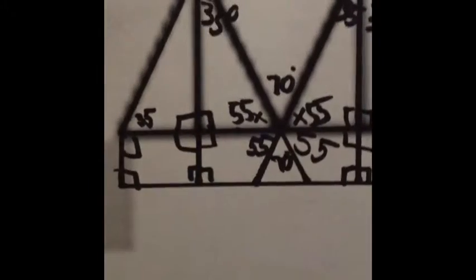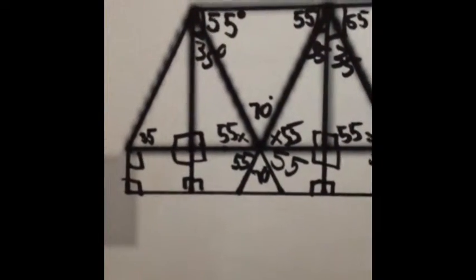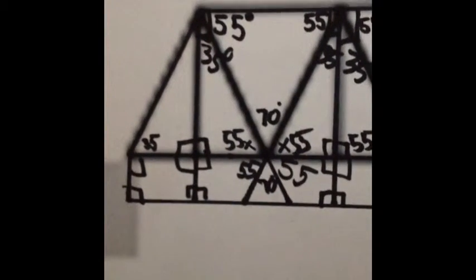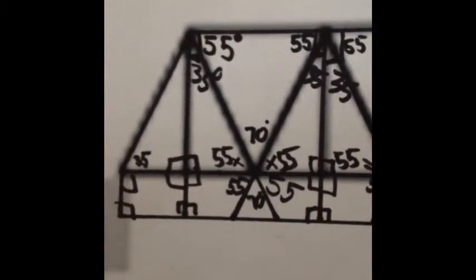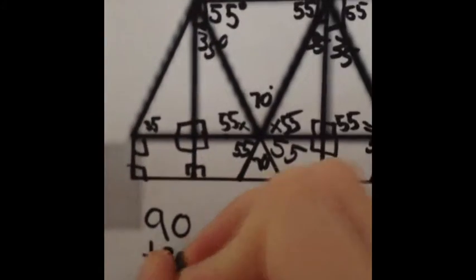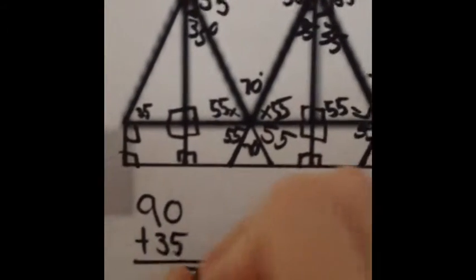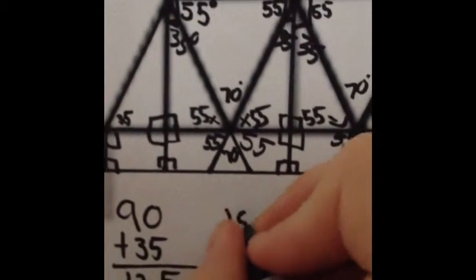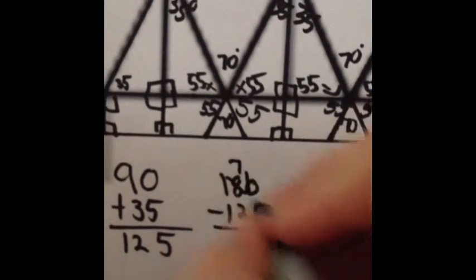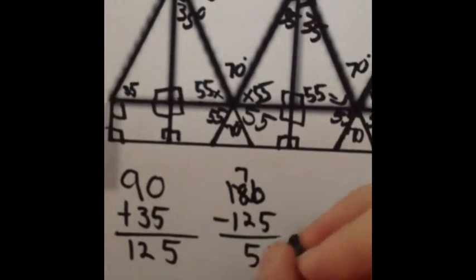The last angle we need to find is right here. So obviously we know that the interior angle sum of a triangle is 180 degrees, and you see we have two angles. So we'll add up 90 degrees because it's a right angle, plus 35 equals 125. 180 minus 125 equals 55 degrees.